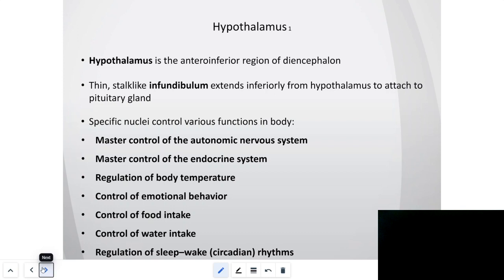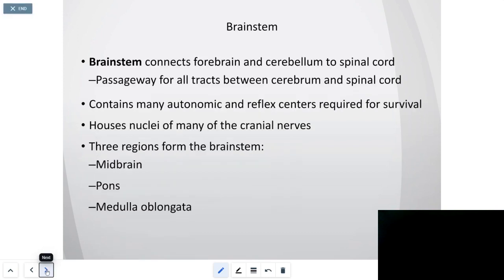Some of the general functions and some of the nuclei include all of the ANS control of the body, all of the master endocrine hormones that we talked about. So anything that has a releasing hormone is made here. Okay, usually this is the first line of command. Body temperature, food intake, sleep cycle, all that stuff. So that's why it's everything in both. So the master command system of the body.